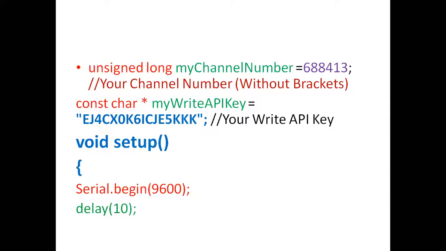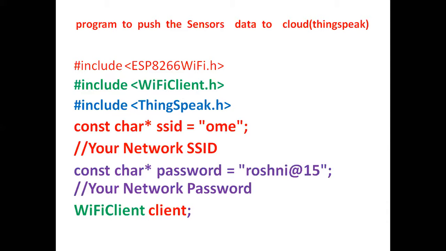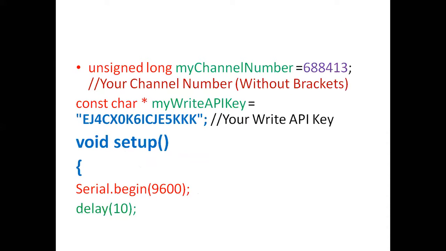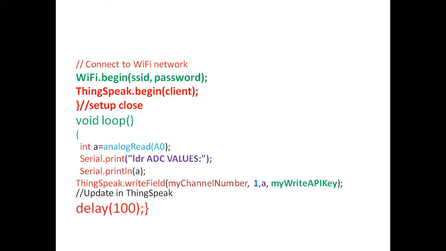Do you understand? It is a very simple program. First, we need to install the libraries. After that there is some declaration. You should know the write API key, read API key, channel number, and username and password. After that, Serial.begin. After that, WiFi.begin with SSID comma password.